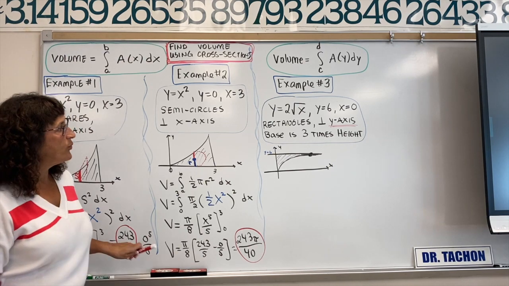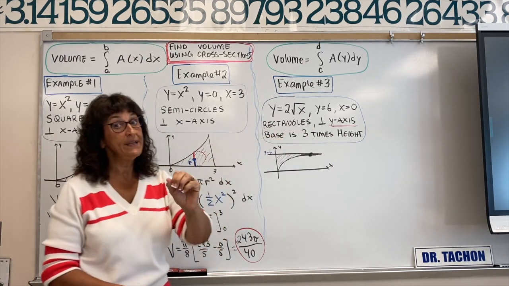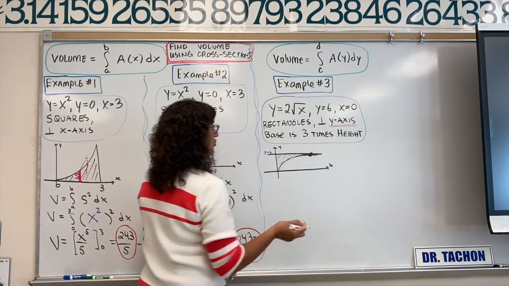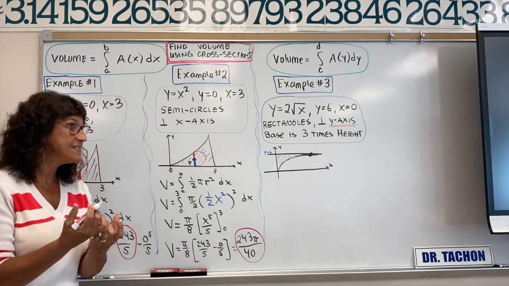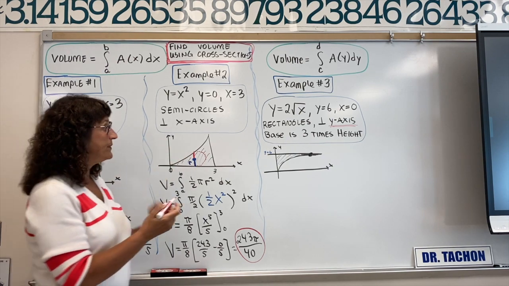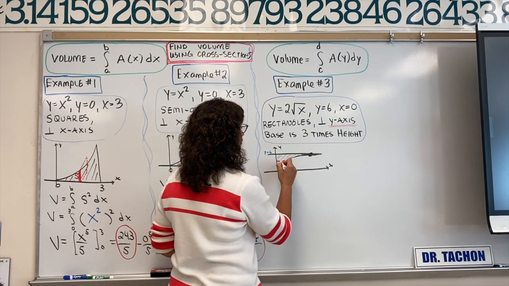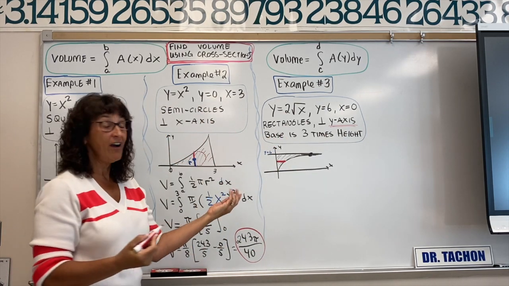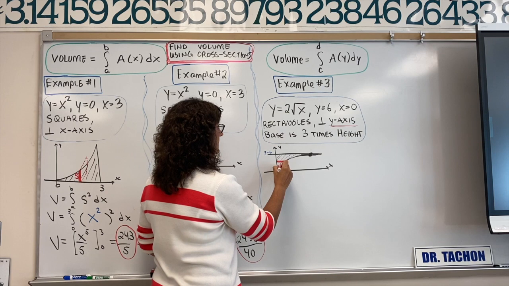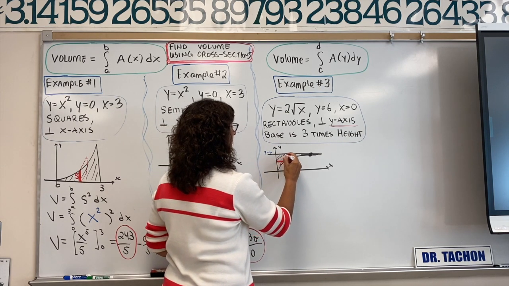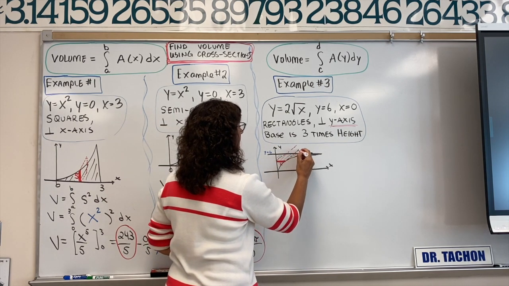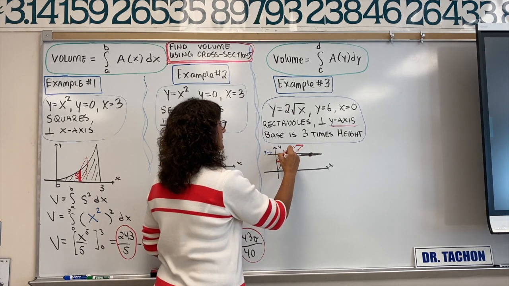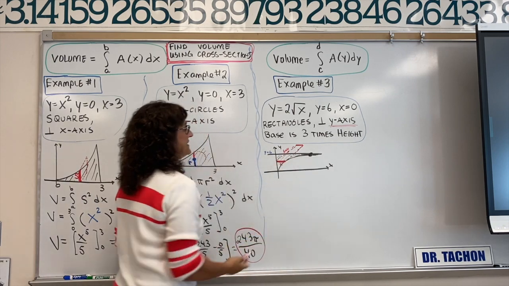What do I want here? Rectangles perpendicular to the y-axis. So when I draw my slice in here, my rectangle, I've got to draw it so it's not perpendicular to the x, but perpendicular to the y-axis. How do I find the area of a rectangle? It's base times height. So here is my height, and my base, it says, is 3 times my height. So my base is going to be 3 times my height. So this is my base here, and there's my height.